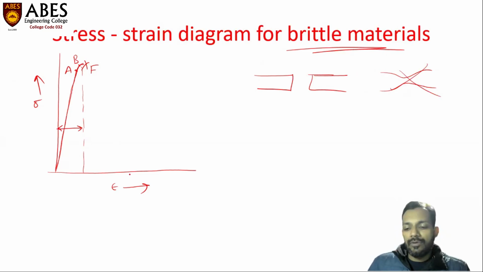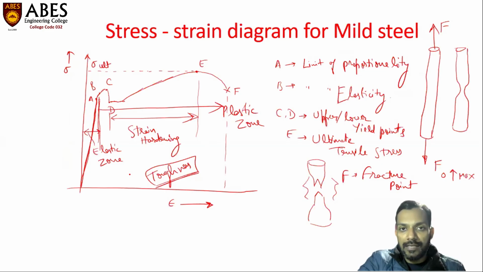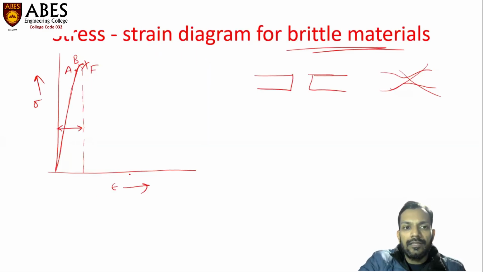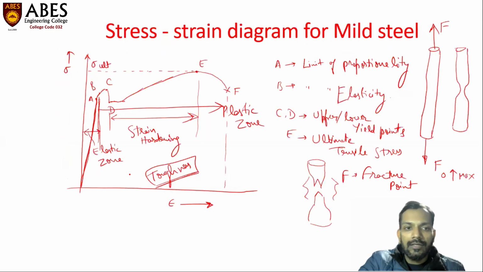So this is all about the stress strain diagram for mild steel, for other ductile materials, maybe aluminum or copper or any other alloy, and this is for brittle materials. The slope of this part of the curve, where the curve is actually a straight line, indicates the modulus of elasticity, that is Young's modulus.